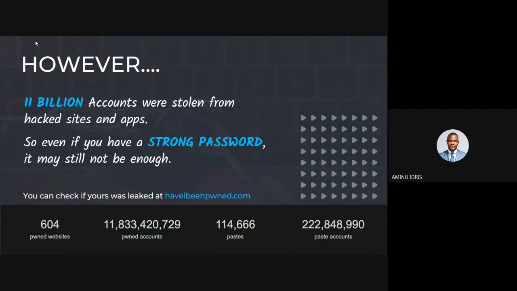So you can check if your password is leaked by visiting this site. I have it here. Where is my pen? This one, haveibeenpwned.com. If you visit this site, you can check whether your information is leaked there.